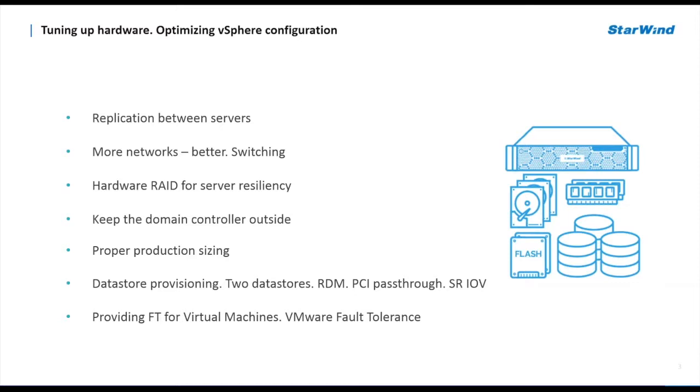And also you can use some of the hardware virtualization features such as PCI pass-through, SR-IOV to give virtual machines direct access to some hardware resources. And of course, if you have this feature available, use it.